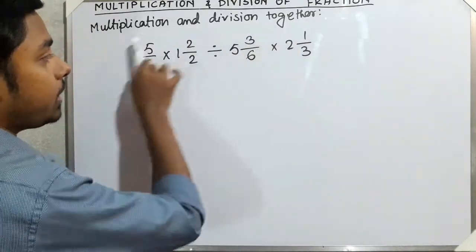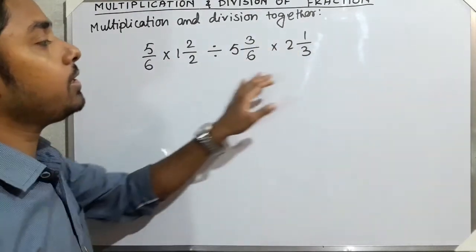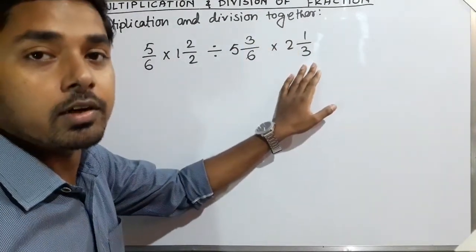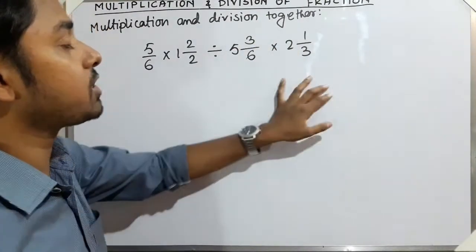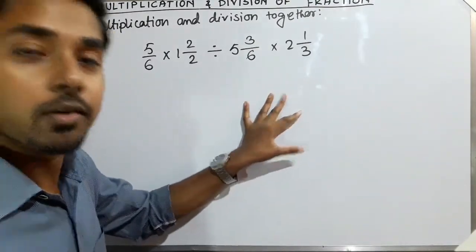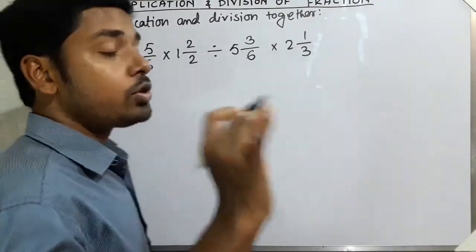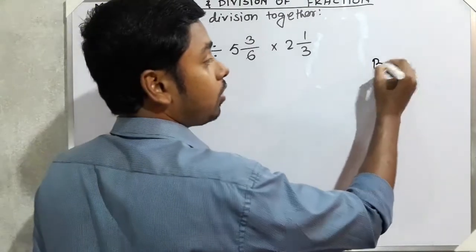Now what you have to think about: it's a simplification. You have to simplify it. Okay, so what is the rule to simplify? The BODMAS rule, I already told you.